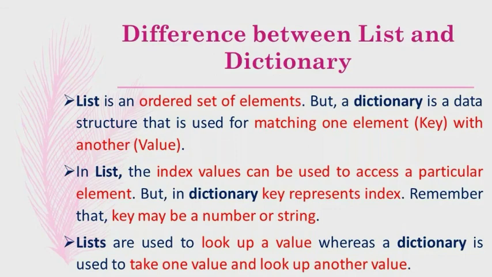Lists are used to look up a value, whereas a dictionary is used to take one value and look up another value. So this is about tuples, sets and dictionary. I hope you understand.